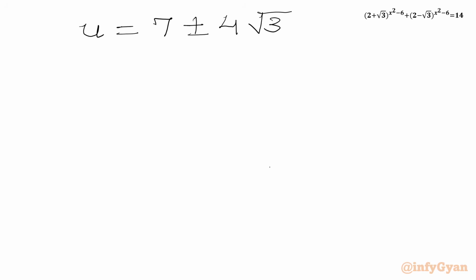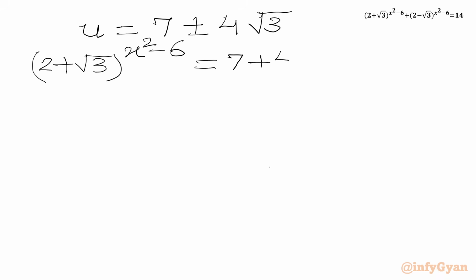Now u is our substitution. So we will write 2 plus square root 3 raised to the power x square minus 6 will be equal to 7 plus 4 root 3 and 7 minus 4 root 3.